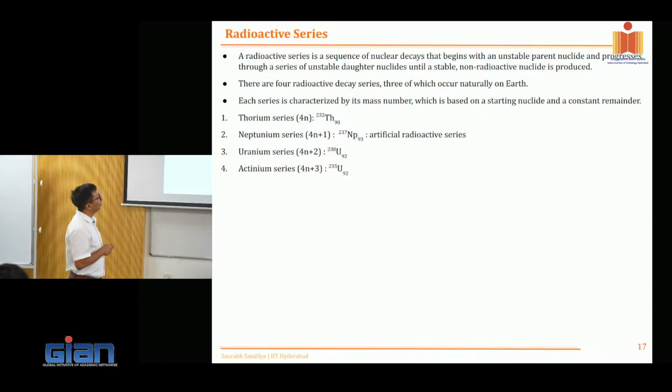Then the Neptunium series, which is 4n plus 1, with mass number 237. 236 is divisible by 4, plus 1 gives 237. Then the uranium series, 4n plus 2, 238. Then the actinium series, which is 4n plus 3. And this one is the artificial radioactive series. Why, we'll see in a moment.